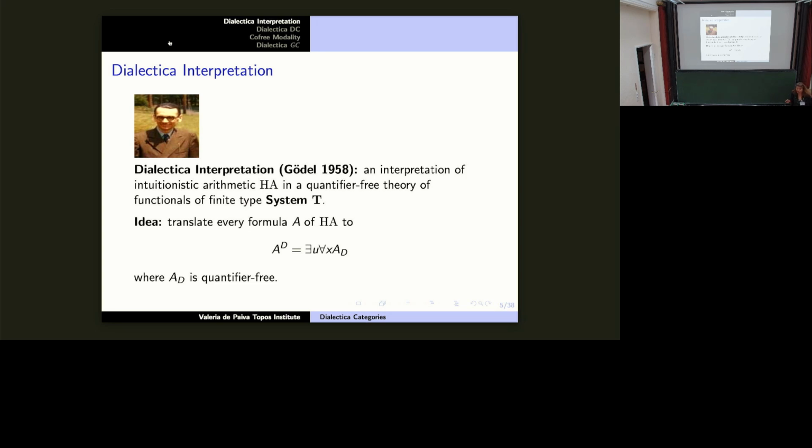Some people find it very annoying, the fact that someone named the interpretation just after the journal, but I don't see any problem with that.